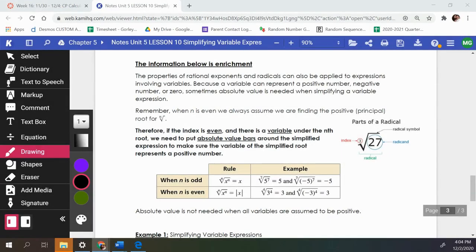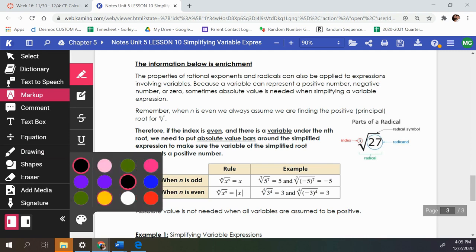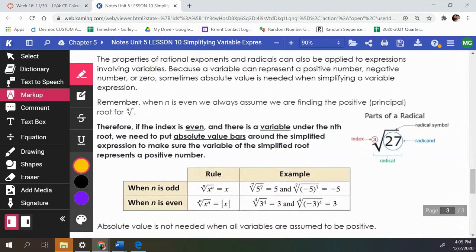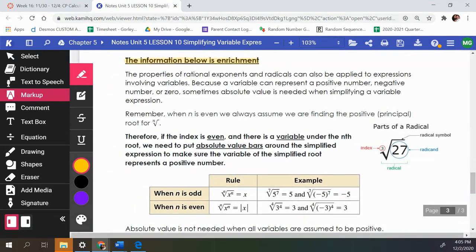Welcome to Simplifying Radical Expressions with Variables, Enrichment. It says at the top here, the information below is enrichment. Let's take a closer look. It says the properties of rational exponents and radicals can also be applied to expressions involving variables.